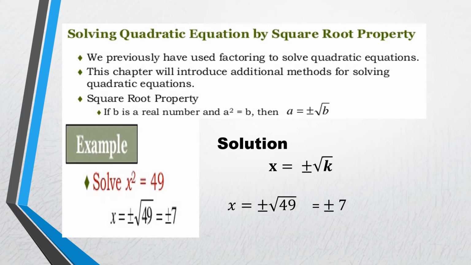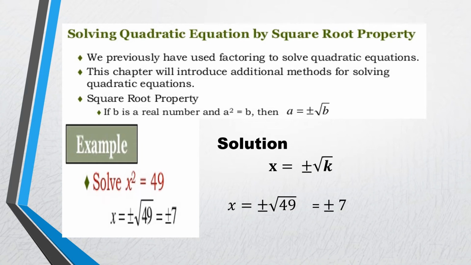We previously have used factoring to solve quadratic equations. This chapter will introduce additional methods for solving quadratic equations. Square root property. If b is a real number and a squared is equal to b, then a is equal to positive negative square root of b. Example, solve x squared is equal to 49.